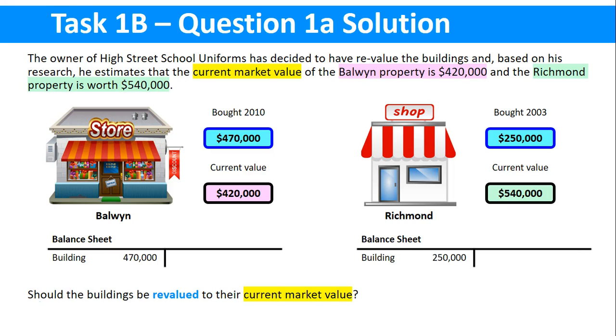In that case, what we do with the Balwyn property is change it from $470,000 to $420,000 in the balance sheet. And for Richmond, we change it from $250,000 to $540,000. So we can see with the Balwyn property, we've actually made a loss of $50,000. And with the Richmond property, we've made a gain of $290,000.